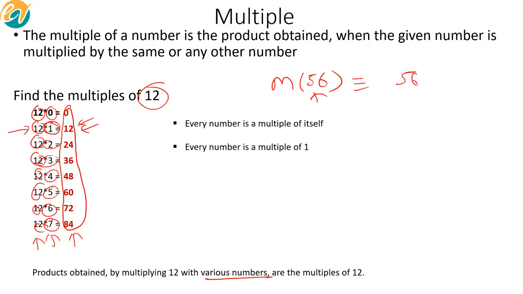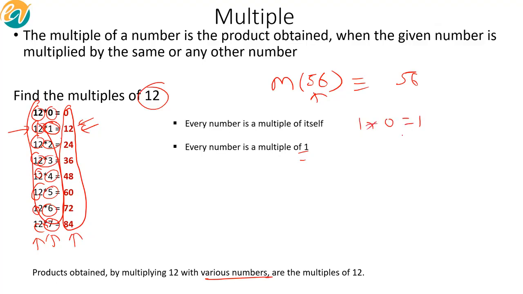Every number is a multiple of 1. Why do we say that? Let's find out the multiples of 1. The way we found out multiples of 12 here, let's find out the multiples of 1. Again, how do we do that?